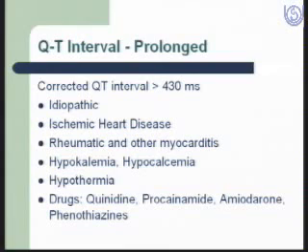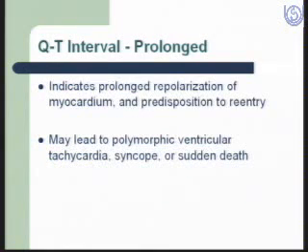Prolonged QT interval implies a corrected QT interval more than 430 milliseconds and can be either idiopathic or because of certain causes like ischemic heart disease, rheumatic myocarditis, hypokalemia, hypocalcemia, hypothermia or certain drugs like quinidine, procainamide, amiodarone and phenothiazines. Prolonged QT interval indicates prolonged repolarization of the myocardium and predisposes to reentrant arrhythmias and may lead to polymorphic ventricular tachycardia, syncope or sudden cardiac death. So the recognition of prolonged QT interval is very important.